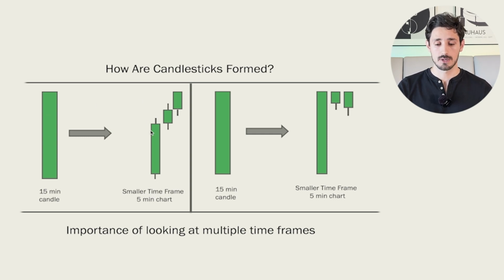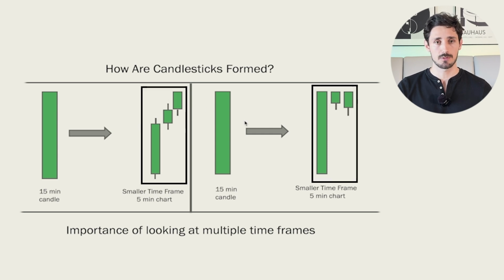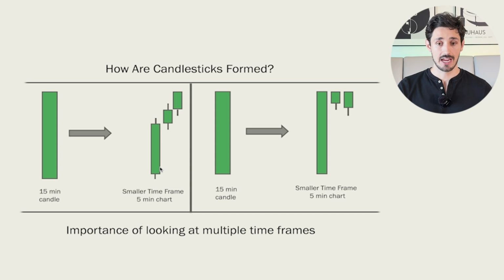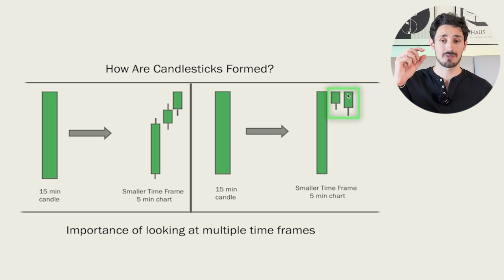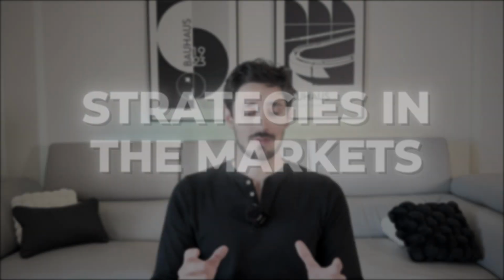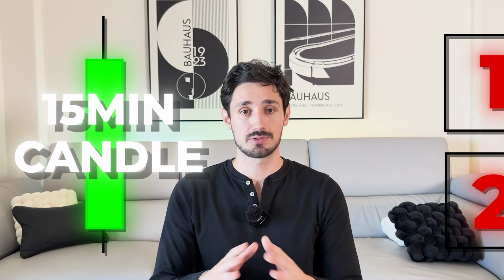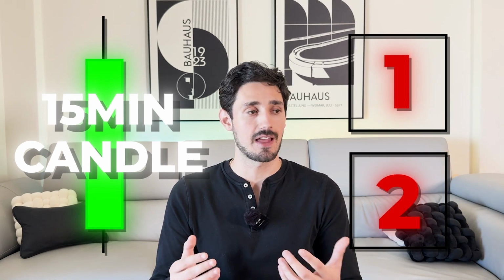However, if you look at the smaller time frames, in this case, we're going from the 15 minute chart to the 5 minute chart, you could see that this 15 minute bar formed in completely different ways in these two examples. In this case, we have consecutive green bars in a row. We're just continuing higher. But in this case, we have one huge green bar in a row, and then we have two kind of resting bars that are just chilling at the top of the first green bar. Believe it or not, this is really important information, especially once we begin talking about strategies in the markets. The way that this 15-minute candle was formed is completely different in these two examples, and that's why it's so important to look at multiple time frames.